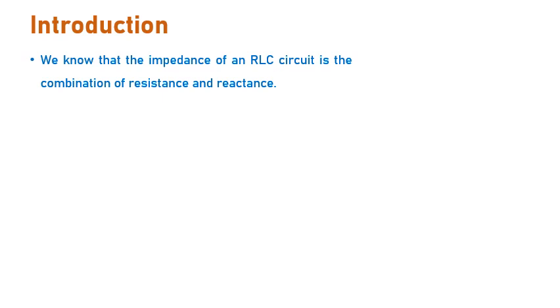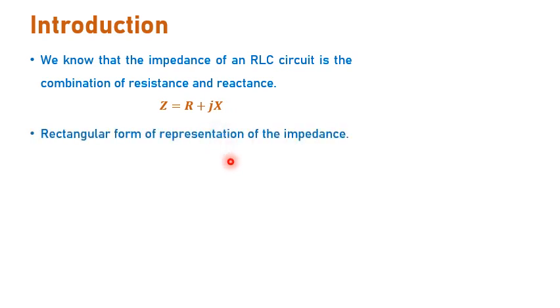We know that the impedance of an RLC circuit is the combination of resistance and reactance, that is Z equal to R plus jX, where Z is the impedance, R is the resistance of the circuit and X is the reactance. So this is represented in rectangular form. We know that vector quantities can be represented in rectangular form as well as polar form. So this is the real part and this is the imaginary part, so it is a rectangular form of representation.